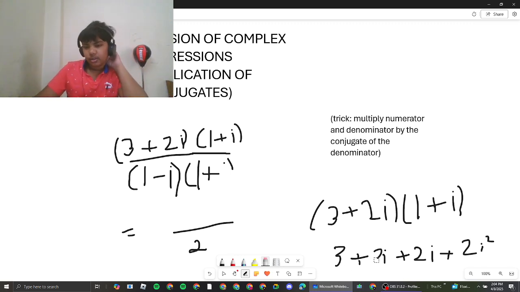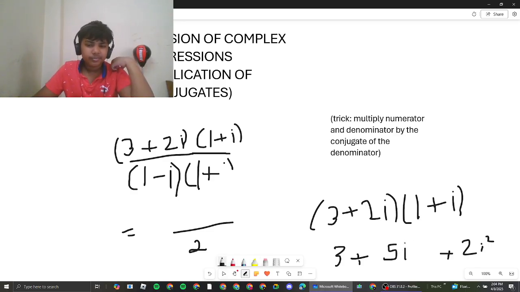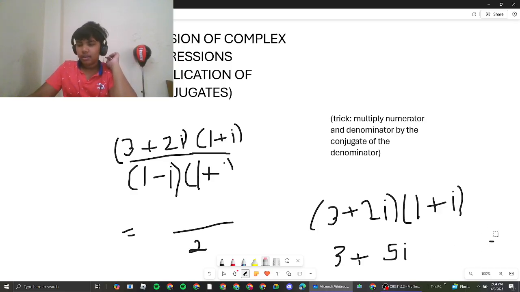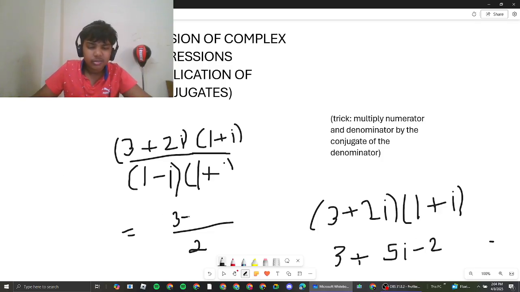Okay, combined like terms, this will be 5i plus 2i squared, and 2i squared is what? Negative 2, and so this will be minus 2. Okay, minus 2. So then we get 3 plus 5i minus 2.